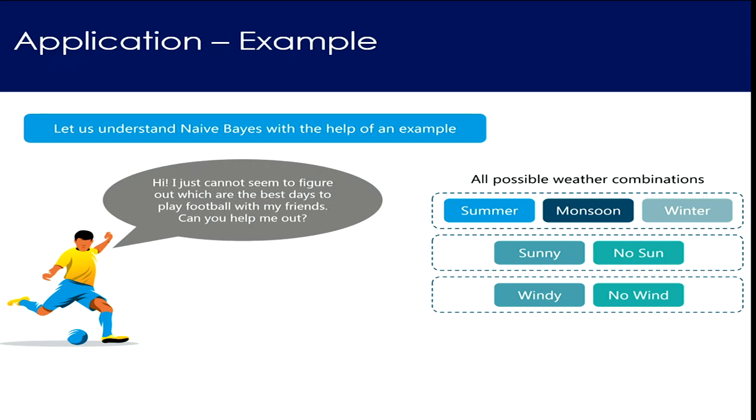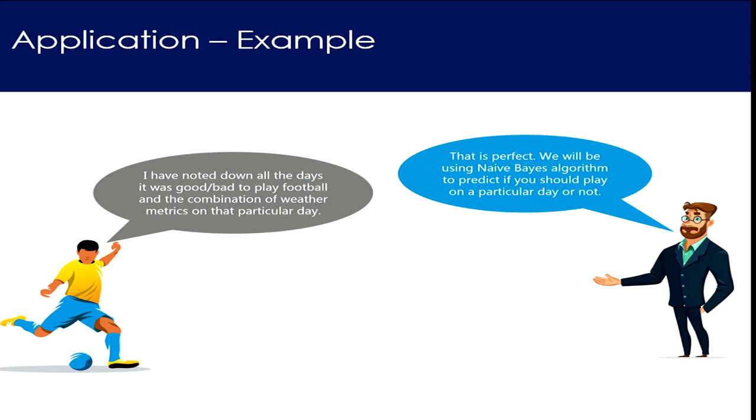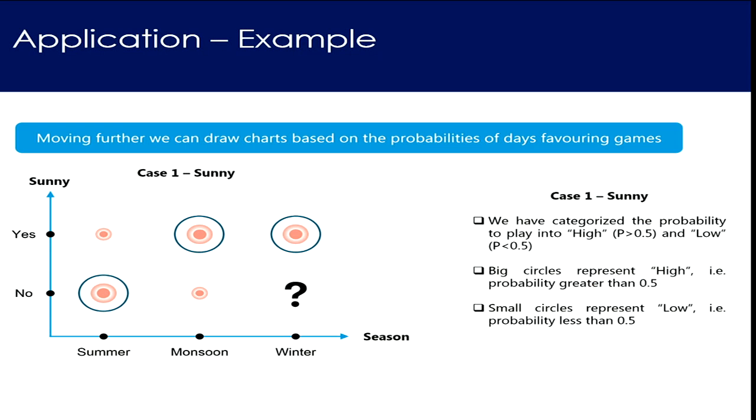Yep. So for example, if we look at someone who wants to decide whether to go for outdoor sports, and he doesn't know whether it will be a good time to go because of the various weather combinations. Over here we have 3 different seasons, and whether there's sun and whether there's wind. So what the person can do is to note down all the different days and combinations and the different results in the past, and then use the naive Bayes probability to come to a conclusion.